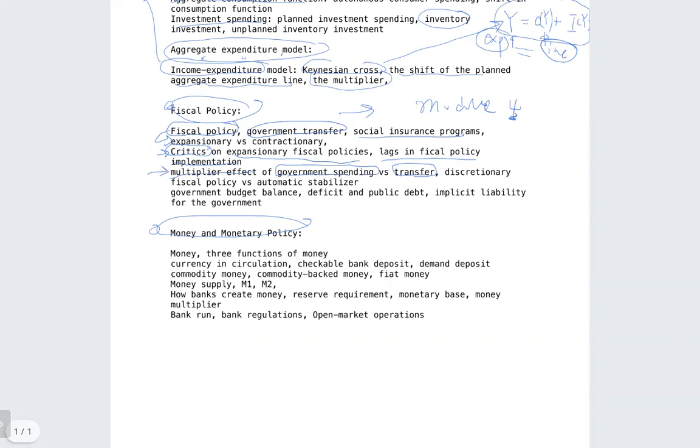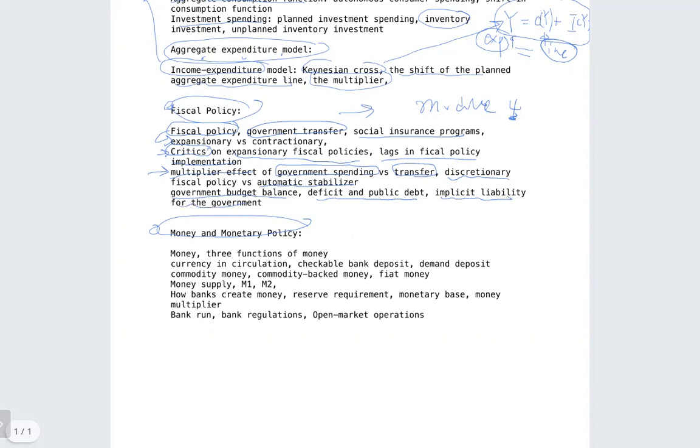And then we also talk about discretionary fiscal policy versus automatic stabilizers. Just make sure you understand what they are, and if I give you an example, you can identify what type of policy it is. And in the last part of this chapter, we talk about the government budget balance. We study deficit versus public debt, and we also talk about implicit liability for the government. Think about the aging population and rising healthcare costs in the United States.